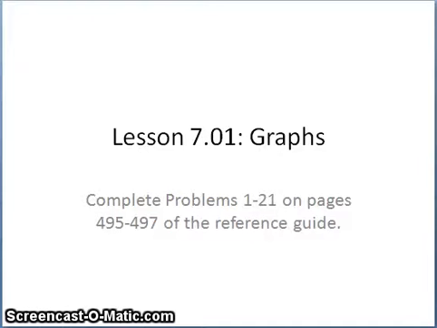Okay, so I apologize if this is getting uploaded a little bit late, but today's lesson is 7.01 on graphs. Basically, it's statistical type graphs. I noticed there was something funny in the PACE chart.